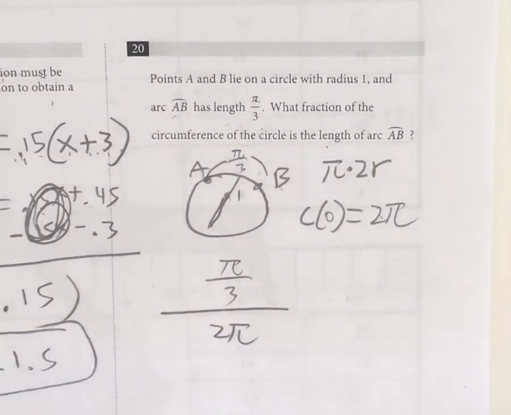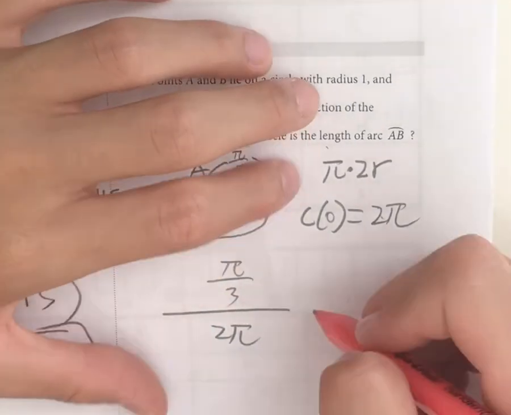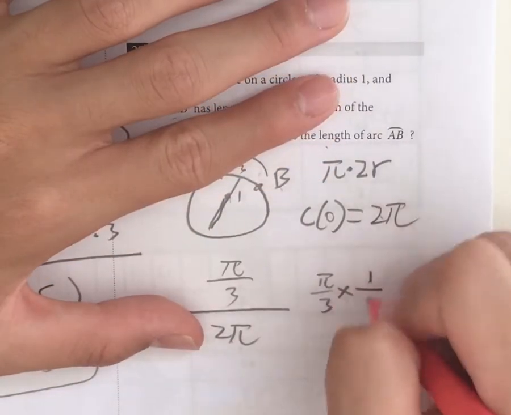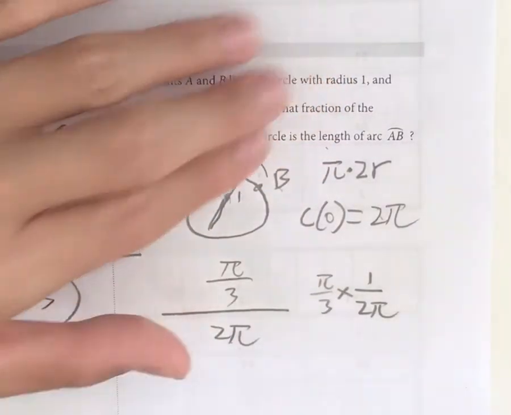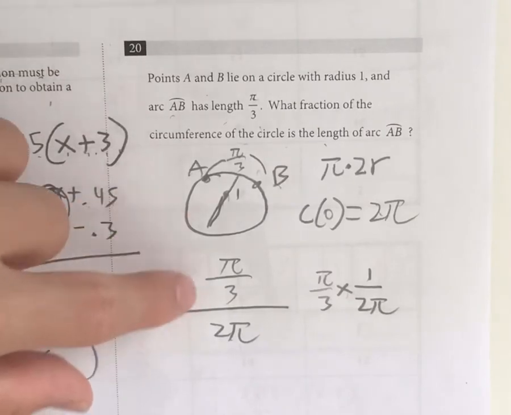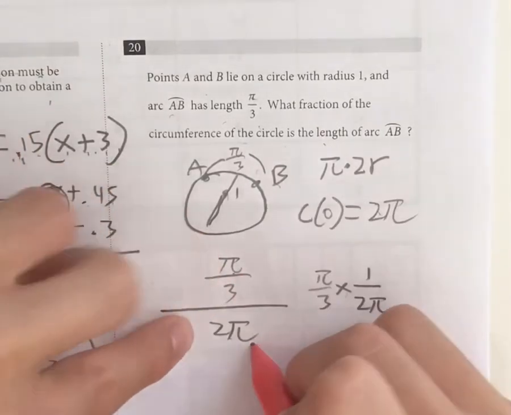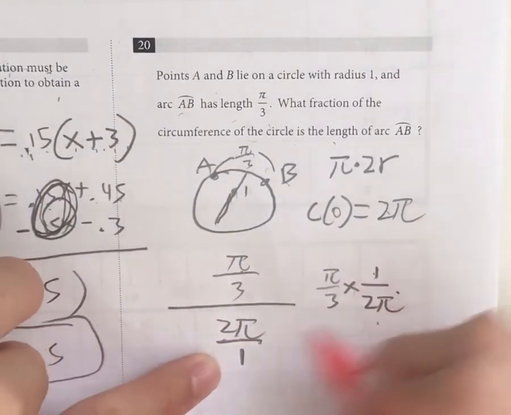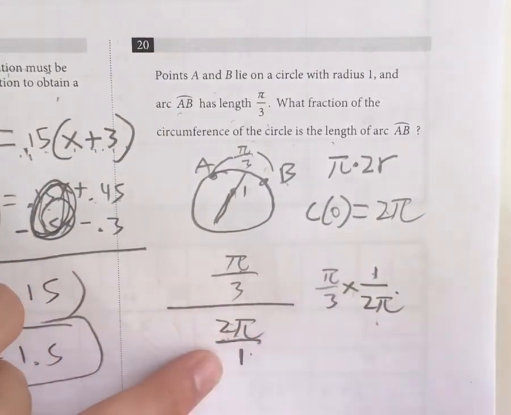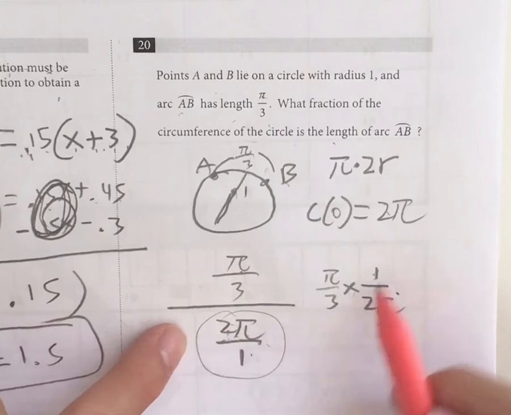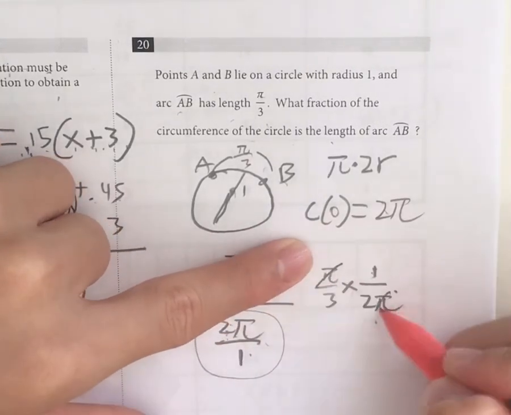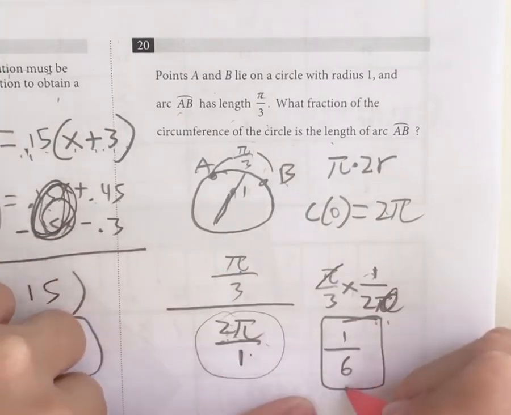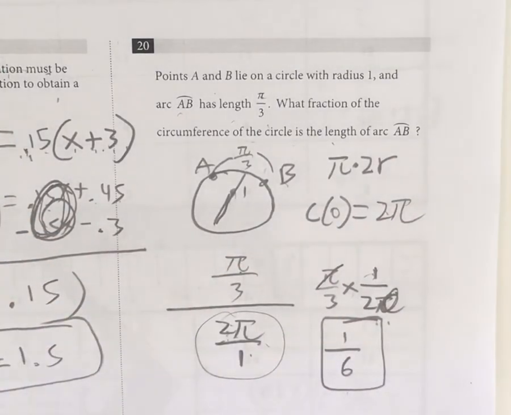And how do you simplify this? I'll just show you. So pi over 3 times the reciprocal of this, 1 over 2 pi, right? Because if you know how to divide fractions, you just take the reciprocal of the bottom. 2 pi is equal to 2 pi over 1, and the reciprocal of 2 pi over 1 is 1 over 2 pi. So the pi's cancel out, giving you 1 over 6. And boom, what fraction? 1 over 6. So boom, your answer is done.